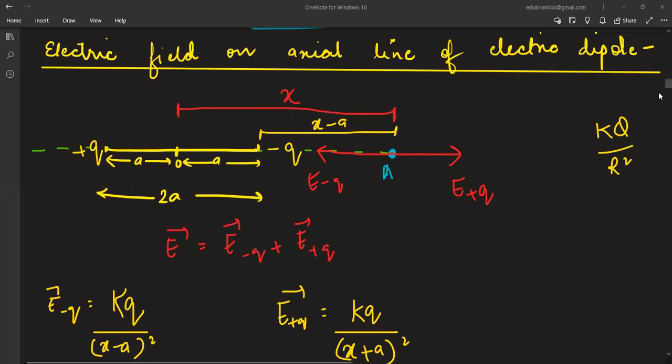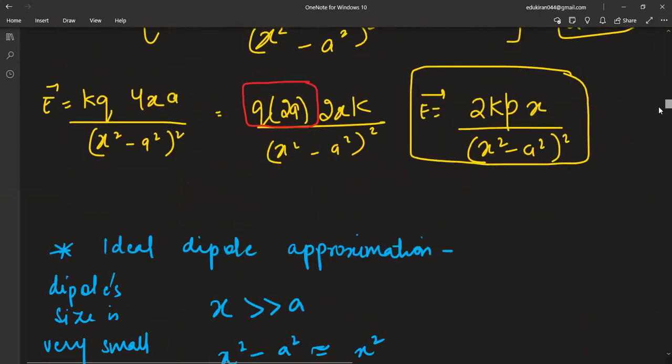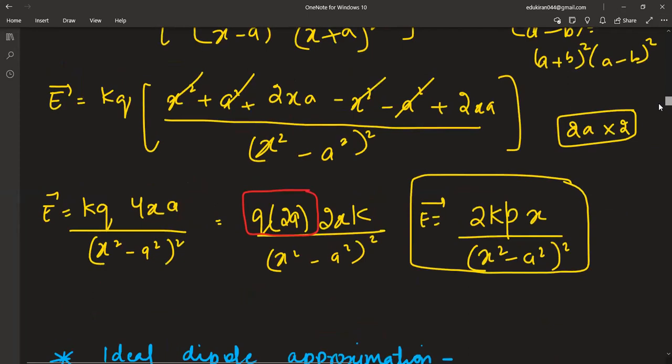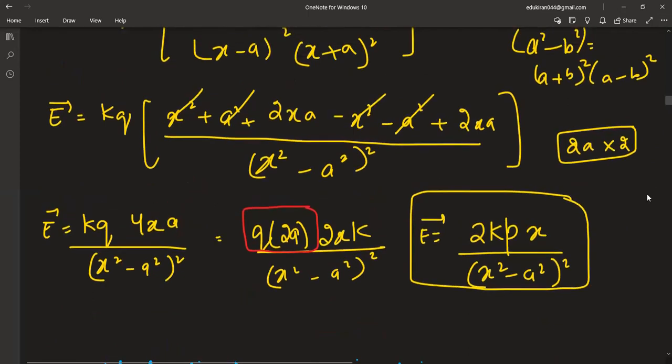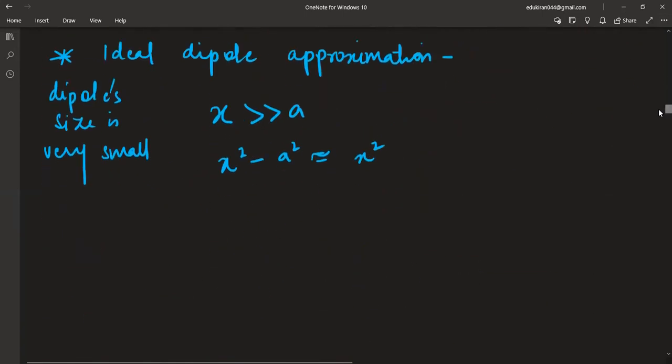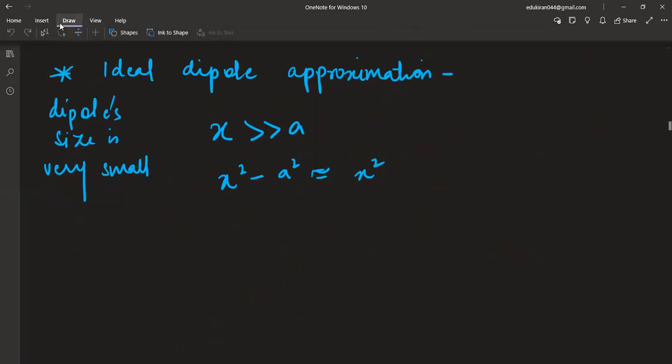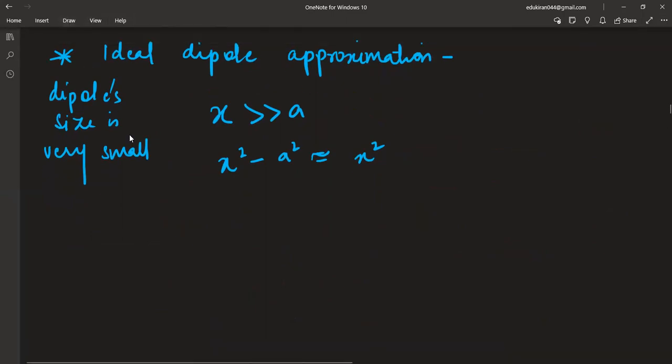We did our derivation, and we reached the conclusion that the electric field's formula is 2kpx by (x square minus a square) whole square. See class, somewhere you will be requiring this formula, but many a times we use ideal dipole approximation. This couldn't be completed yesterday. Let us complete this so that we can proceed towards the derivation of equatorial point.